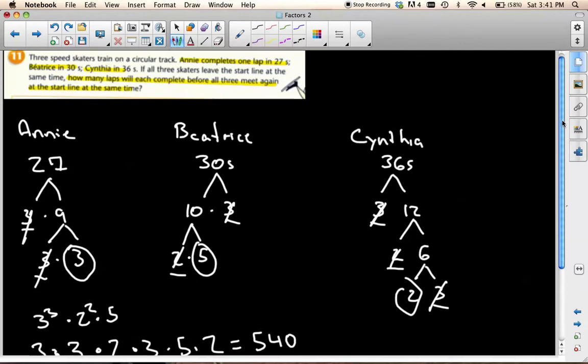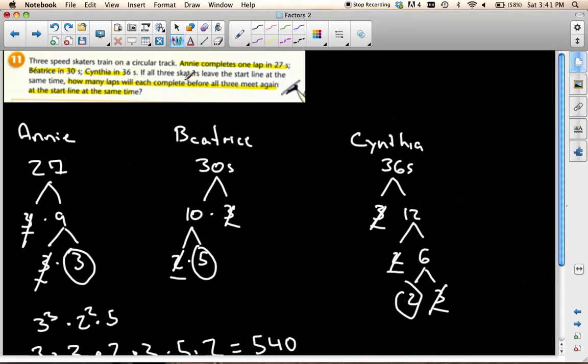It's 540. But now we have another problem. We have to figure out how many laps each of these people will complete before all 3 meet again at the start line. So how do we do that? Well, we have our least common multiple, and we know how fast each one is skating. Now what we have to do is use our least common multiple and divide.